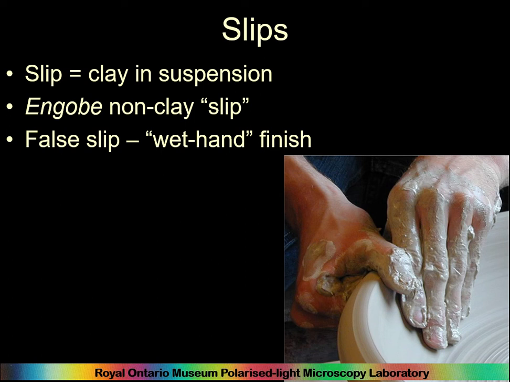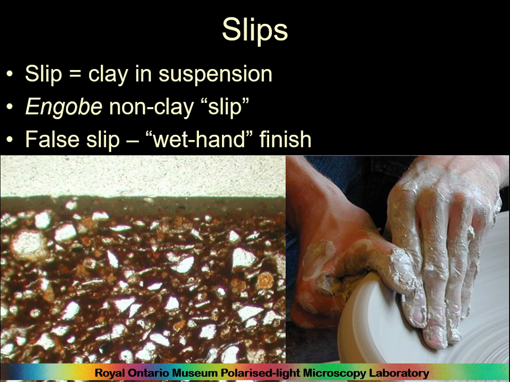A false slip like this, you see the wet hand on the outside. If you just keep using that wet hand on the surface, it also brings the clays out of the paste, and it brings out the orientation of the clay minerals parallel to the surface. And so what that looks like in thin section is a bit like a clay slip, but the boundary between the slip and the body is not very distinct.